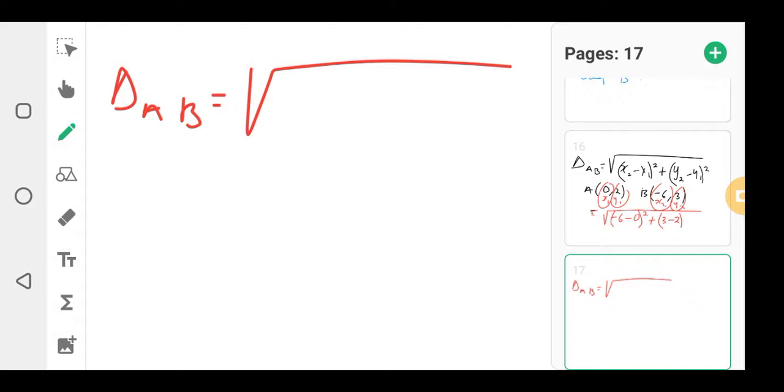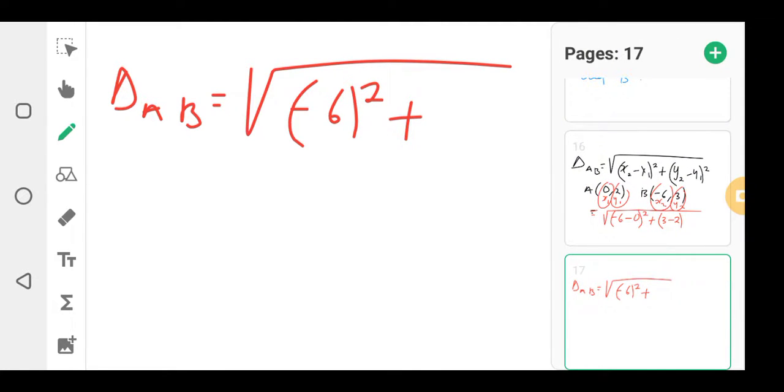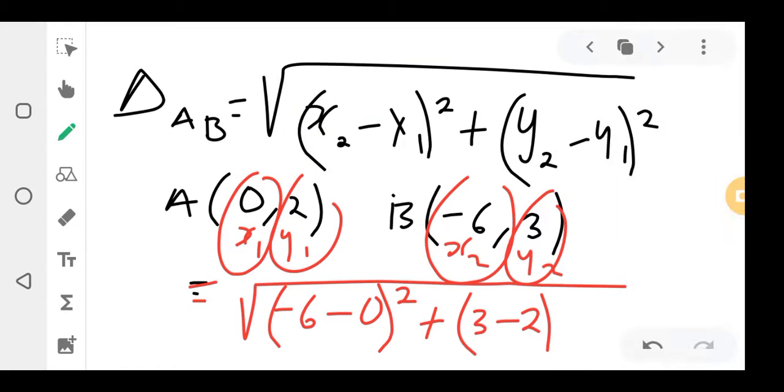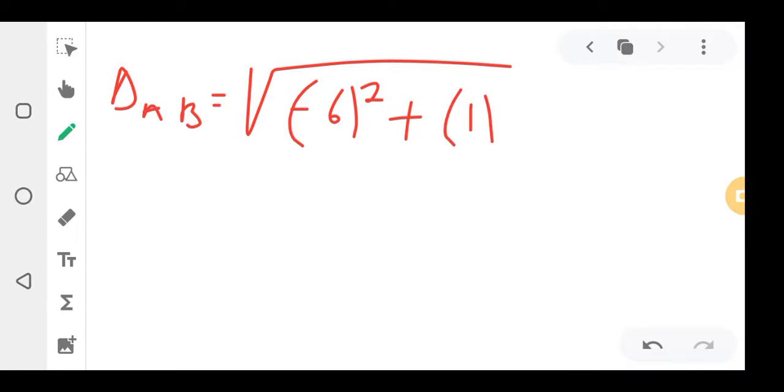So distance AB, when you simplify that, it's going to come to -6 minus 0, it will become -6 in brackets squared plus 3 minus 2, mind you there's a square on top, don't forget. 3 minus 2, it is 1, so it will be 1 squared.